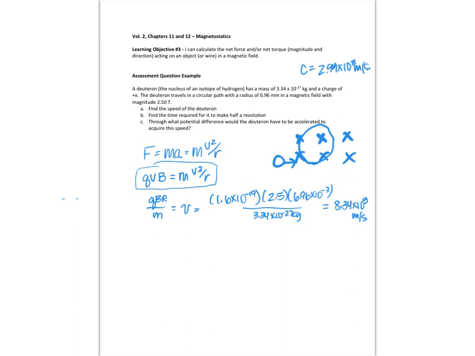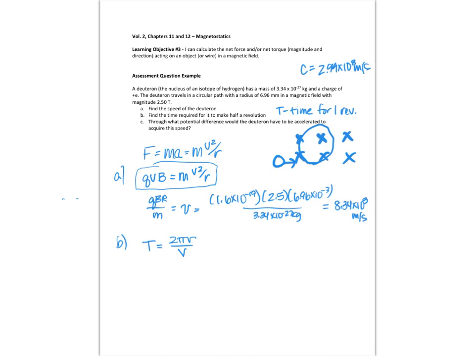Now, the second part of this, so this was part A. Part B asks for how long it takes to go half a revolution. And that makes me think of the period. The period is the time for one revolution. The way we could think of finding the period is that the time is equal to how far it goes, which would be 2 pi r, divided by the speed, which is v. That is how I find the period.